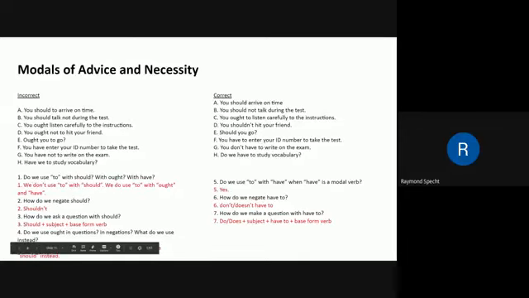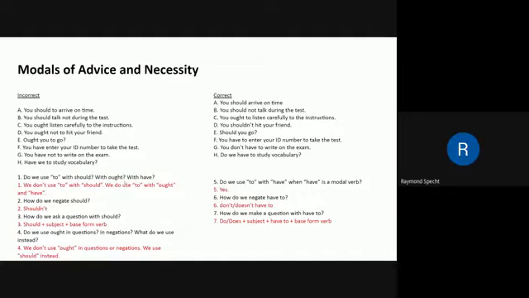Okay. Do we use to with should, with ought, with have? We don't use to with should. We do use it with ought and have. Okay? Don't forget this. How do we negate should? All right? Negate means turn it into a negative, all right? We use shouldn't. How do we ask a question with should? Focusing on your formula: should plus subject plus base verb.